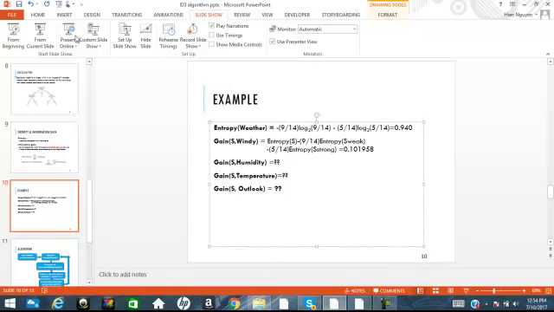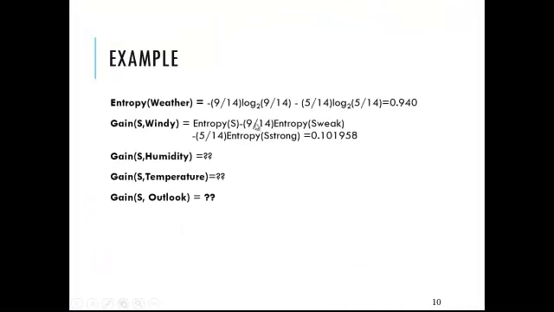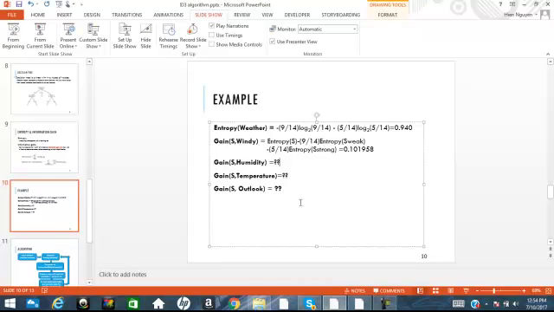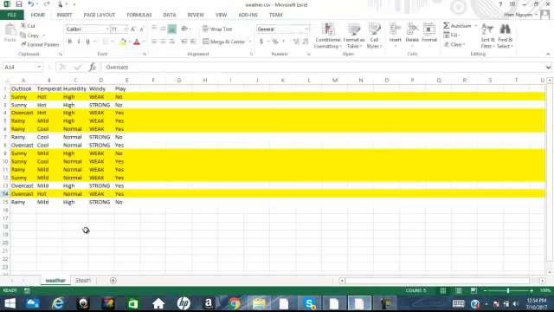So I put it here, 9 over 14 entropy of S weak minus 5 over 14 entropy of S strong. So how do I come up with this number? First of all, I have to compute the entropy of S weak. So entropy of S weak is what you need to focus on the set that I highlighted here. So instead of focusing on the whole 14 instances, I only focus on 9 instances that I have already highlighted here. So I apply the entropy formula, but I replace it with the highlighted set instead of the whole 14 instances.